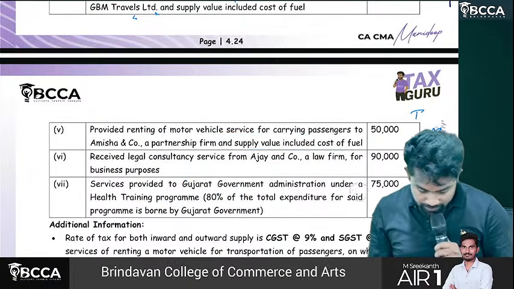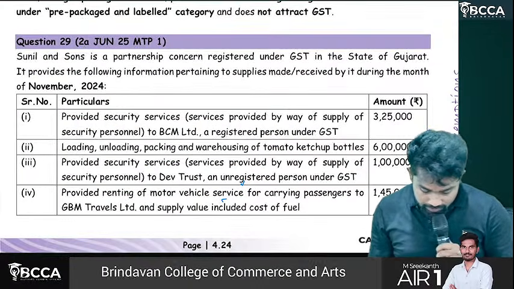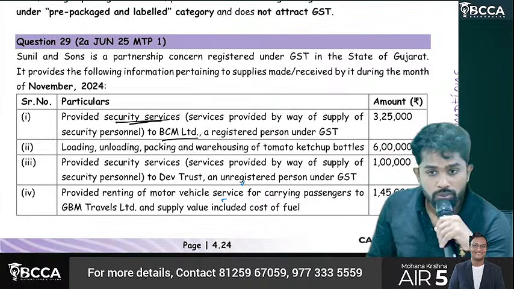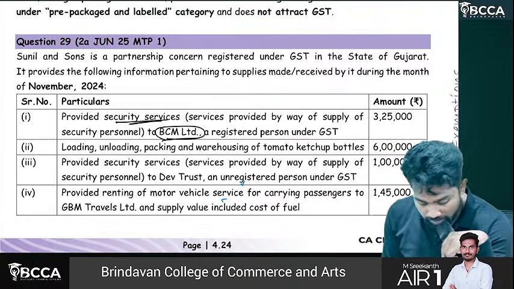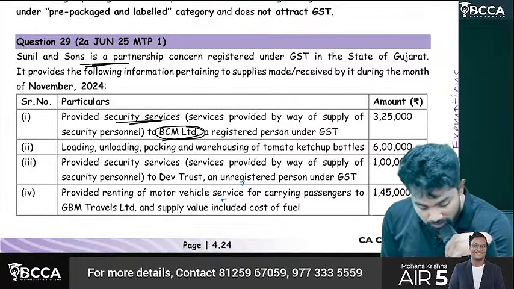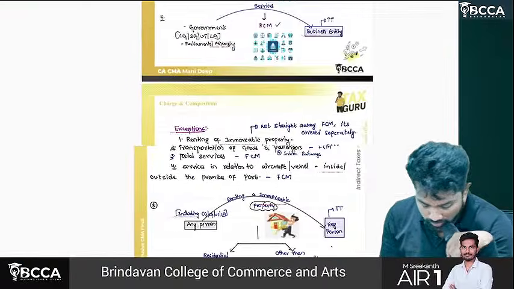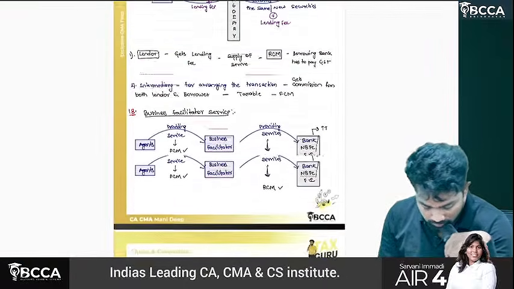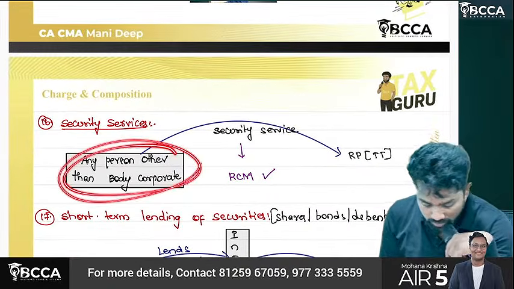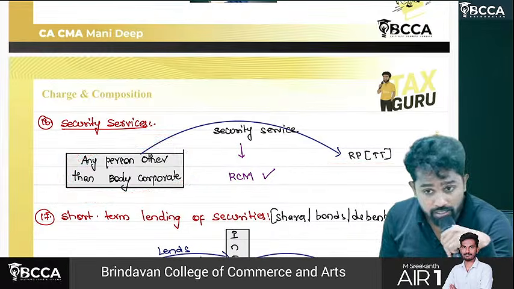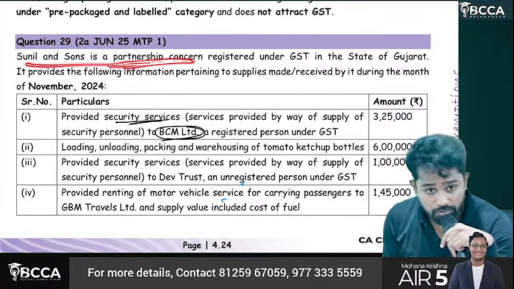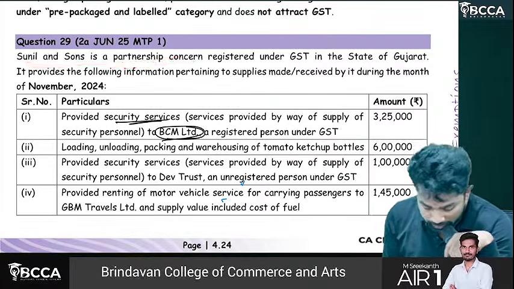So this is like repetitive points only, sir. See, provided security services. Sir, security services provided to a registered person, but it has to be provided by whom? A partnership firm or body corporate. So look at the RCM, sir. Security services. If you have doubt, see what is covered here. Security services provided by any person other than body corporate to a registered person covered under RCM. Here who is providing? Partnership firm. I mean other than body corporate. Providing to whom? Registered person.